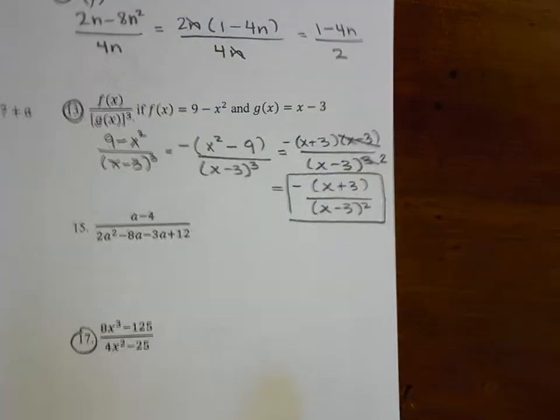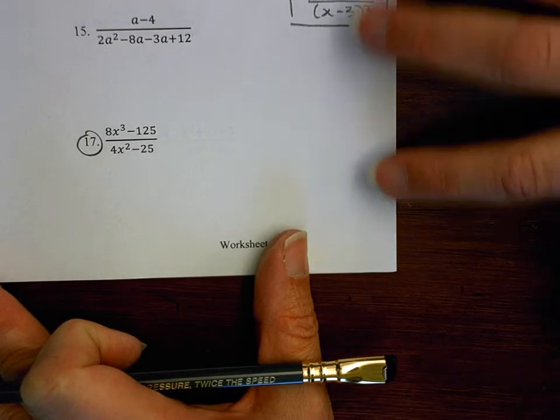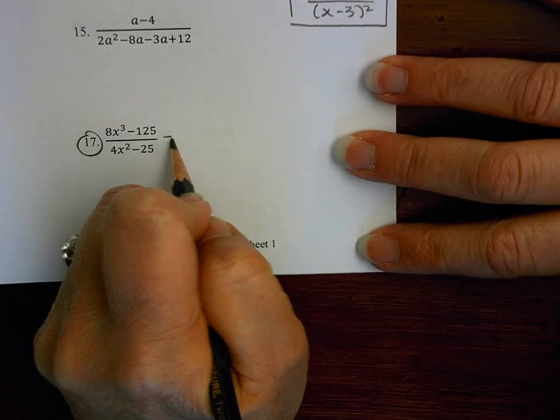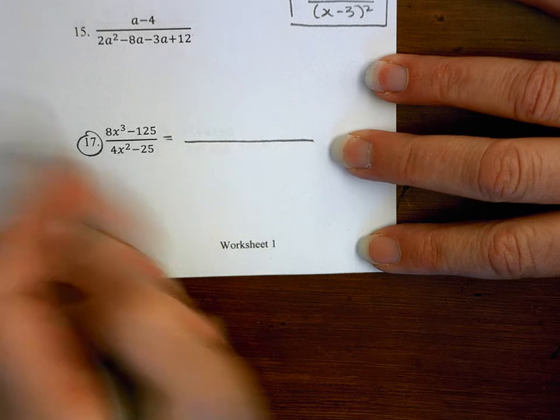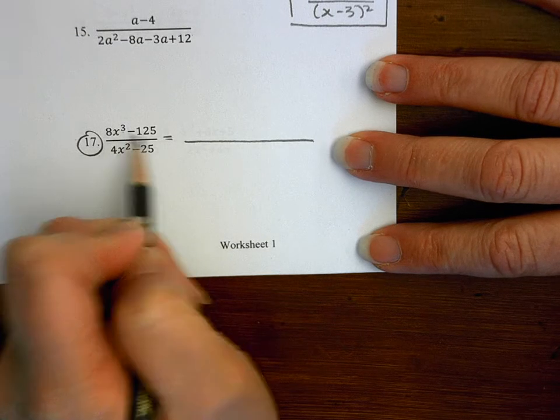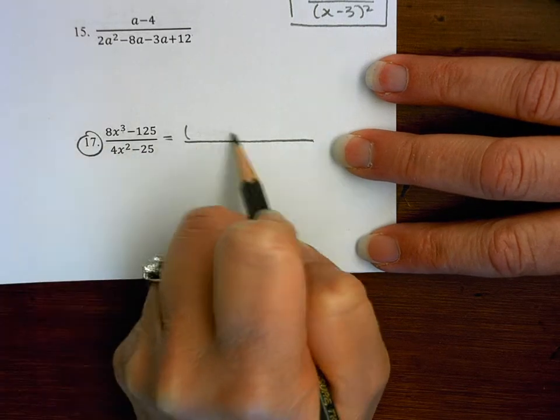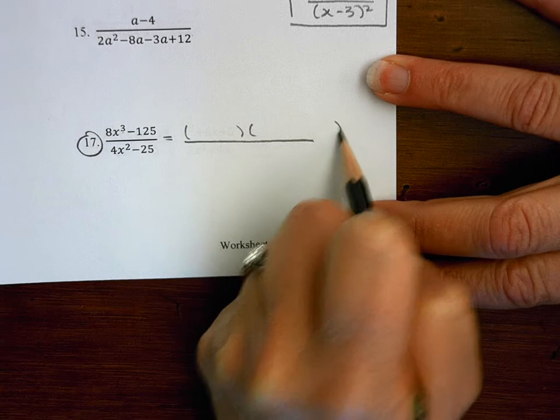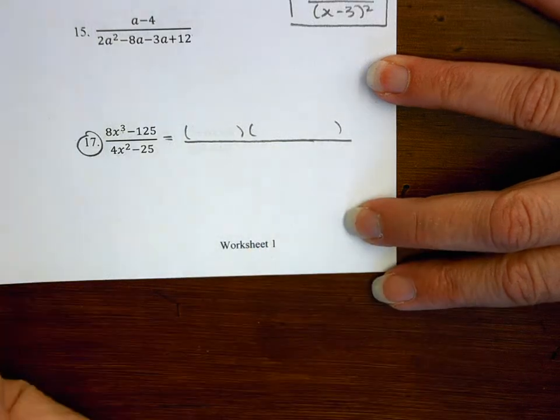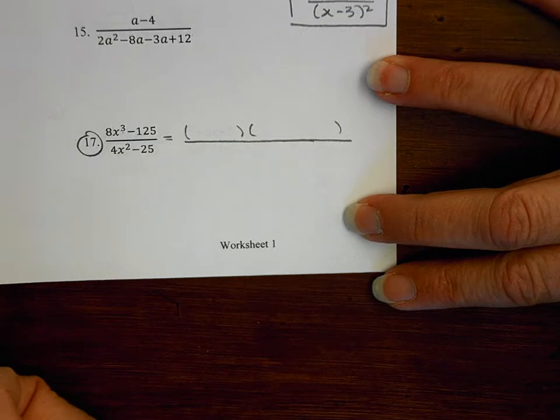Okay, and then let's take a look at question number 17. So the numerator is a cubic, right? So cubic factoring, because the power is 3, no GCF. So that means I'm going to have a binomial and then a trinomial. And so I want to find the roots of both of those.